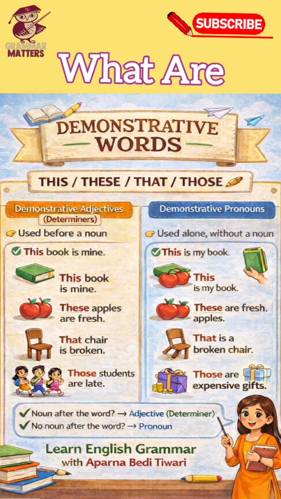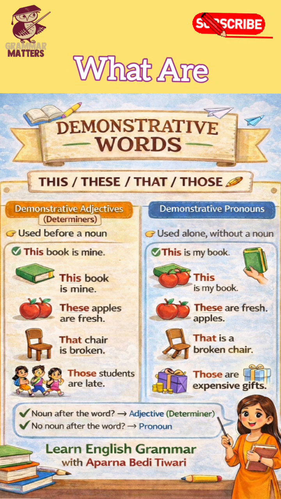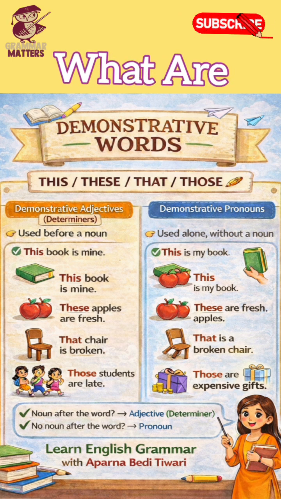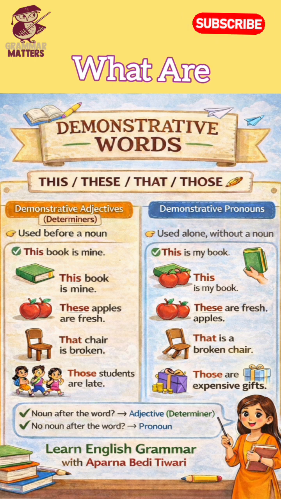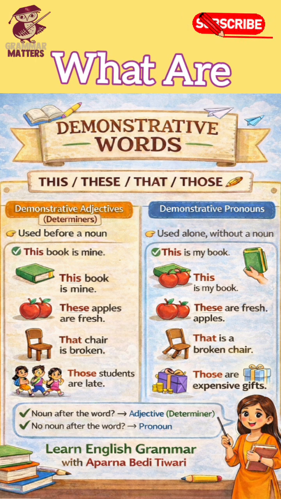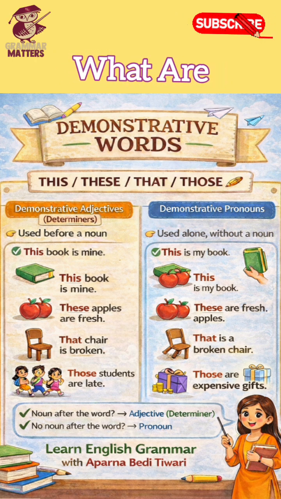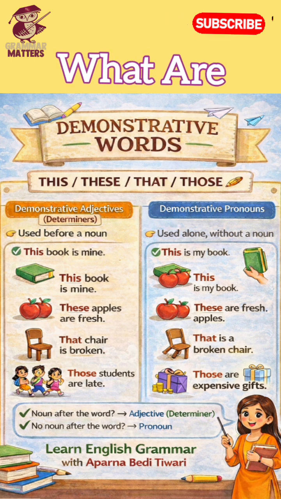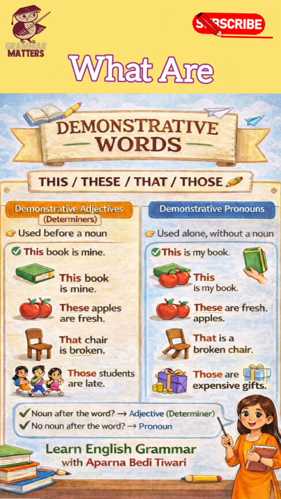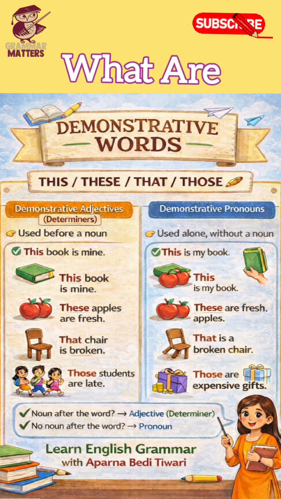That chair is broken. In this sentence, chair is a noun and that is a demonstrative adjective. Those students are late. Here students is a noun and those is a demonstrative adjective.